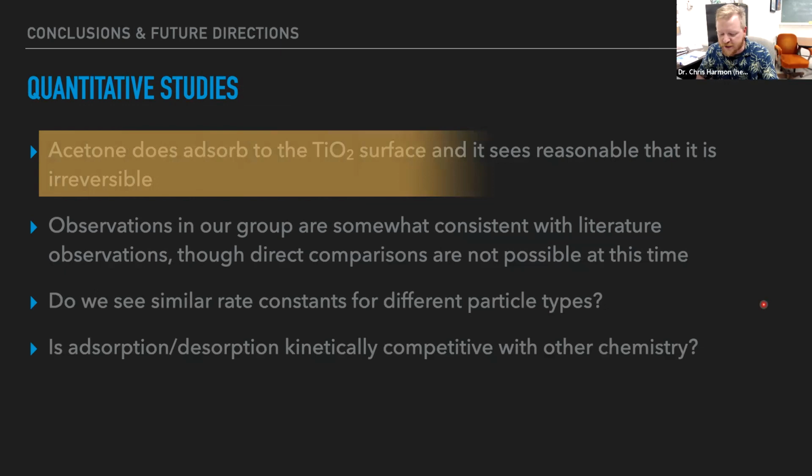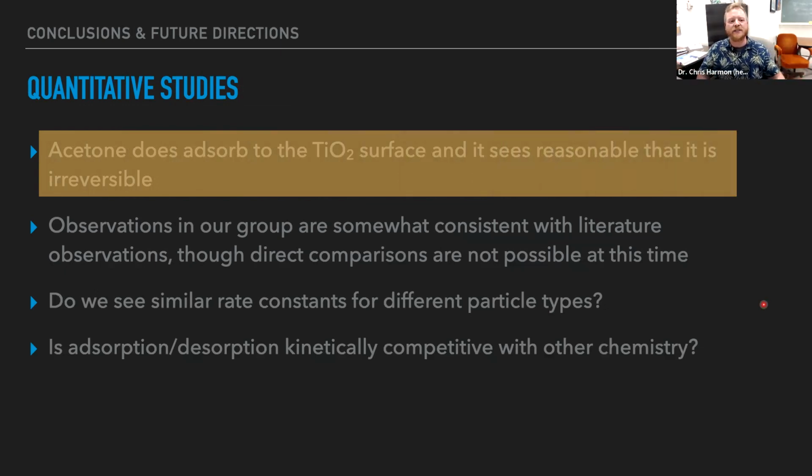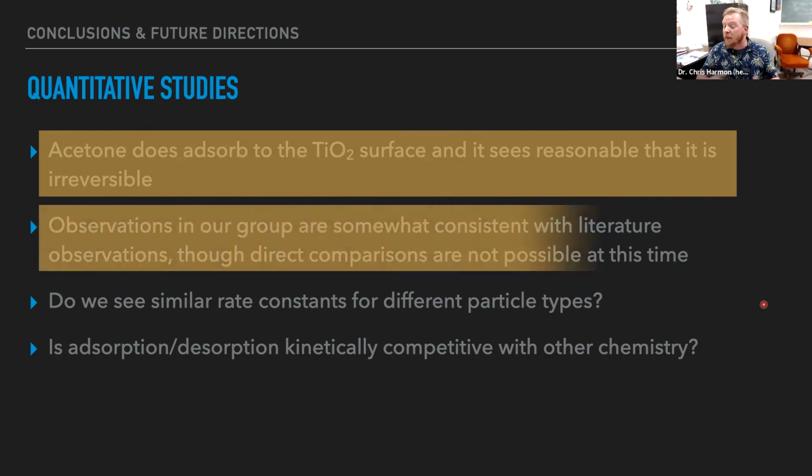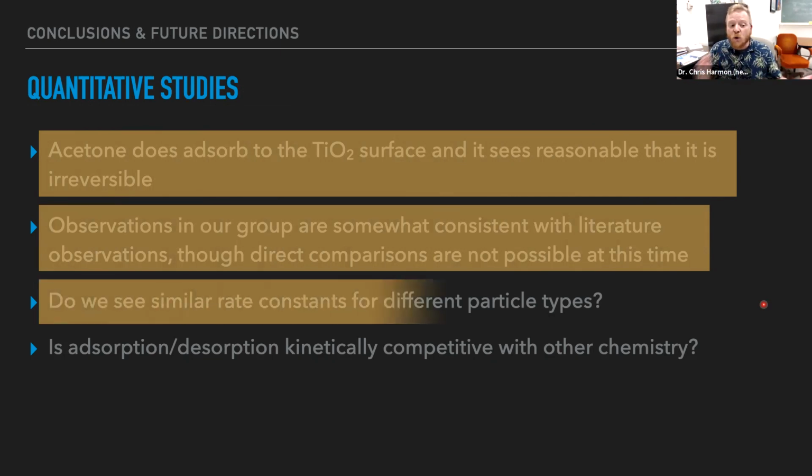So conclusions here. So acetone does appear to stick to the TiO2 surface, and it seems reasonable that this is irreversible, meaning it could get transported long distances, okay? So our observations are fairly consistent with others. So others also do observe the formation of mesityl oxide, even though with this IR technique, it can be difficult to confirm directly that that is mesityl oxide, okay? So would we see a similar rate constant for different particle types? That's something that I'd like to explore in the future.